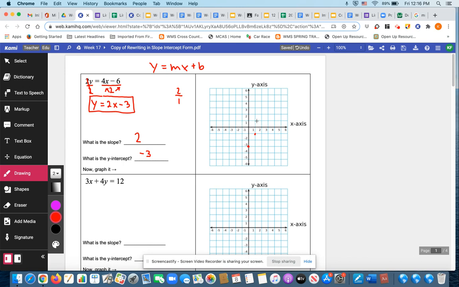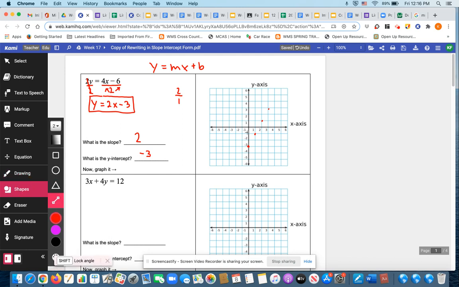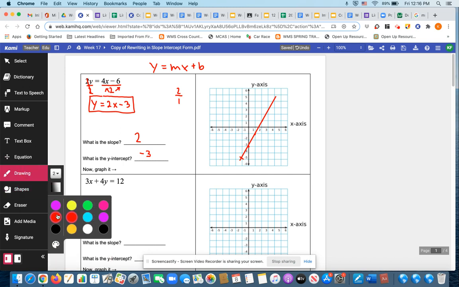I do that a few times, up 2 over 1, up 2 over 1, and draw a nice line connecting these, and ta-da, there you go. Put some arrows on it to show that it goes on forever. And you just rewrote this equation in slope-intercept form, and once you had it in slope-intercept form, you were able to simply answer the slope and the y-intercept, and then you could graph it. So that is a very important skill.